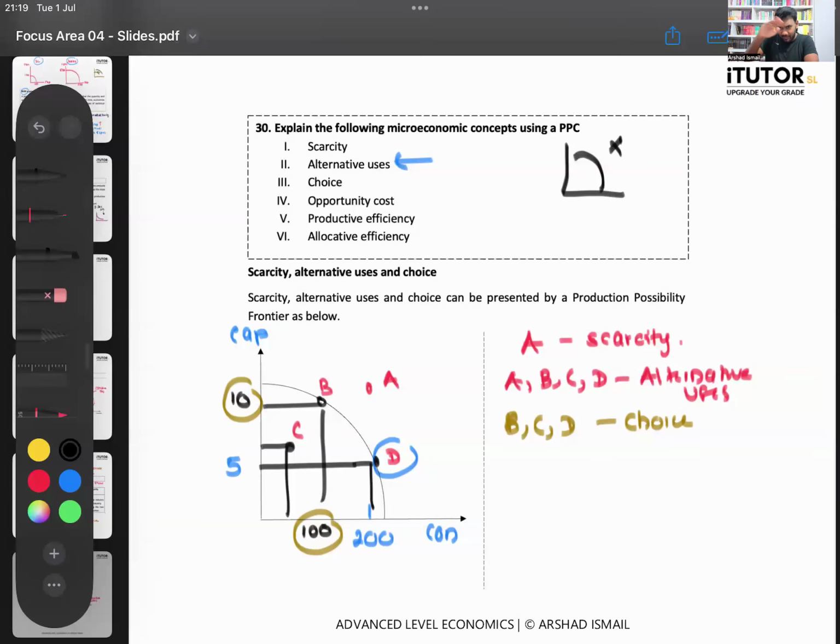You can say, PPC shows the maximum possible output a country can produce. Scarcity means it's a point that is unattainable. You don't have resources. Therefore, it will be at a point outside the PPC.